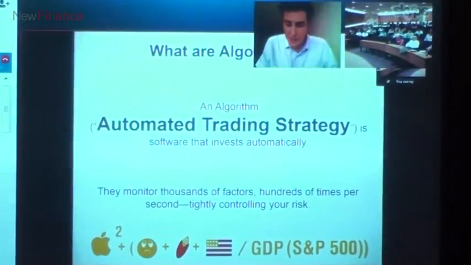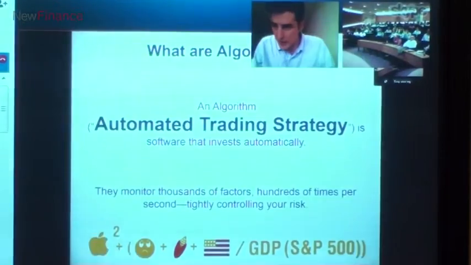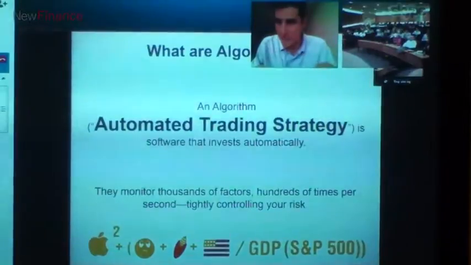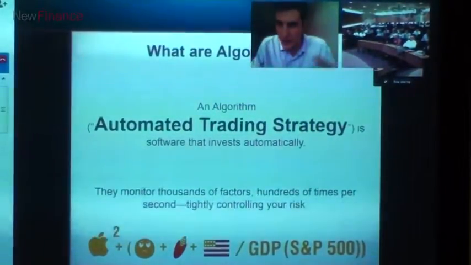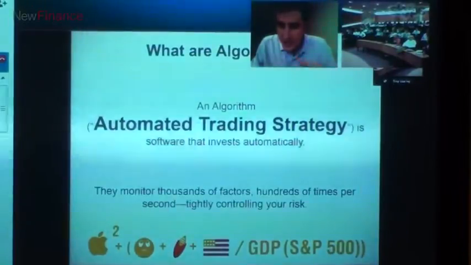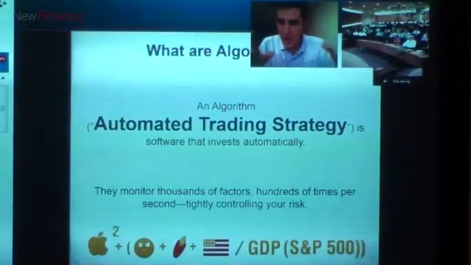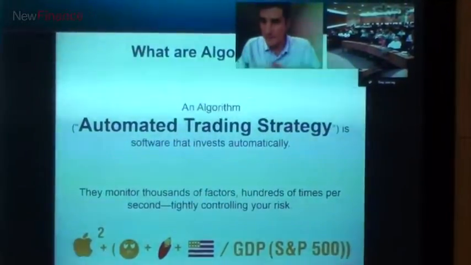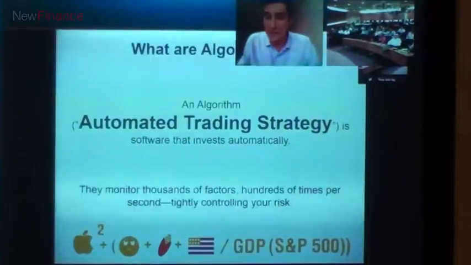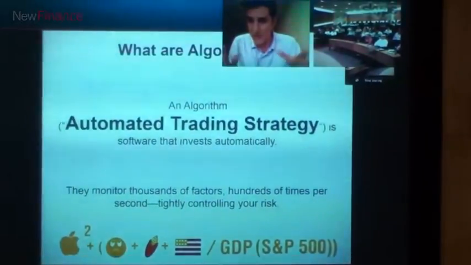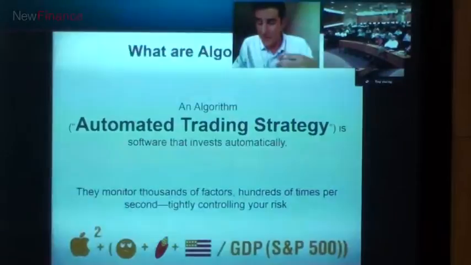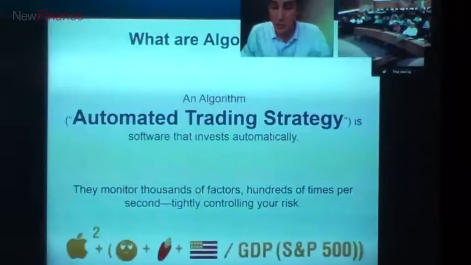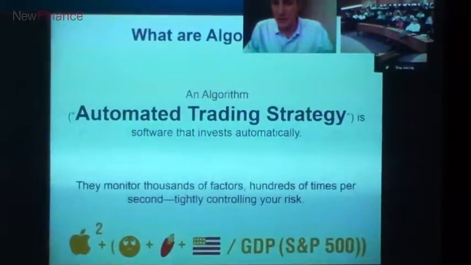So starting with that idea, just to start from the ground up for the audience, what are these quantitative or algorithmic trading strategies? Really, it's nothing that complicated. It's just a computer or a piece of software which is investing automatically. There are millions of different types, so it's very hard to stereotype them. But in general, they can monitor many factors and are much more responsive and much more disciplined than a human ever could be.